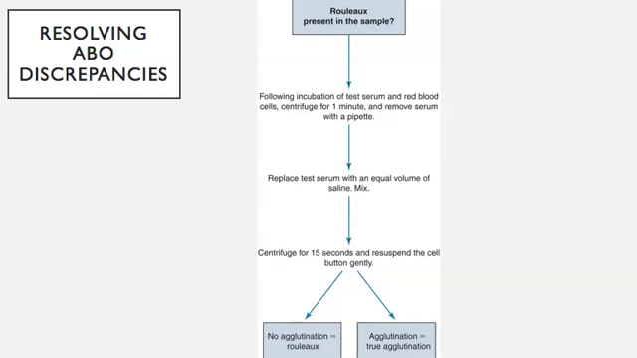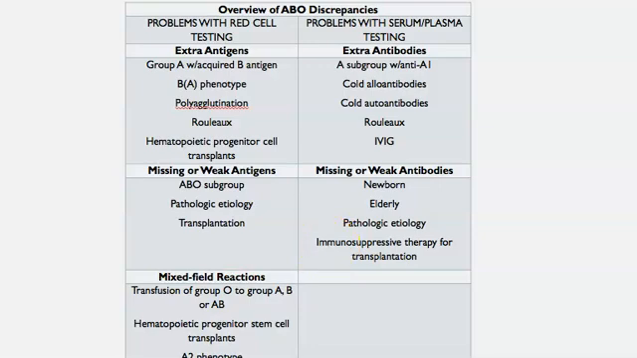One quick way to resolve an ABO discrepancy that you think might be due to Rouleau is to replace the serum with an equal volume of saline, mix it, and centrifuge. If you no longer see what you thought was agglutination, it indicates that it was Rouleau. If you are still seeing agglutination, then it is true agglutination. Another way, without having to replace the serum with an equal volume and centrifuging, is to just add a couple drops of saline to the sample and then look at it again under the microscope.